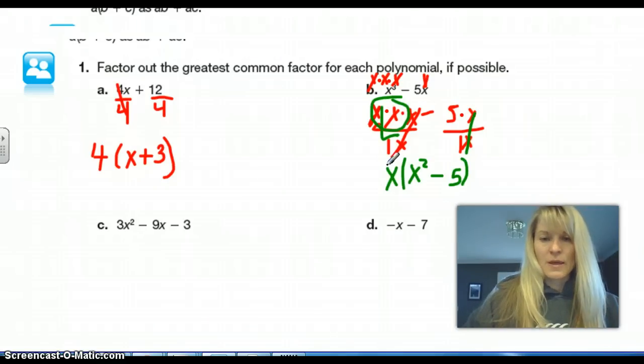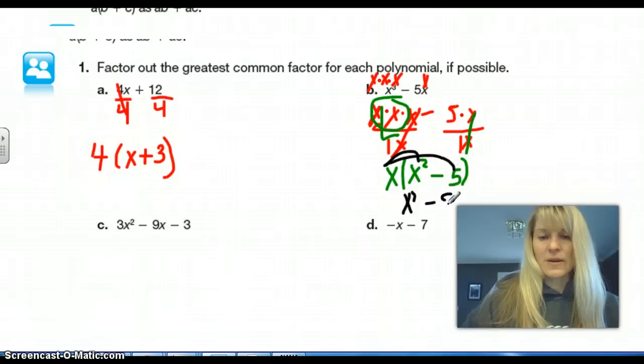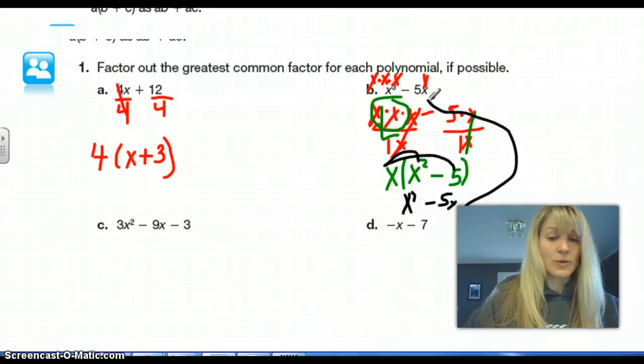And again, if you want to check and make sure that this was correct, because this is a little bit difficult, we multiply that, and that gives me x to the third. Bring down the minus, and we multiply this, and that gives you 5x. And that was our original problem here. So we did that right.